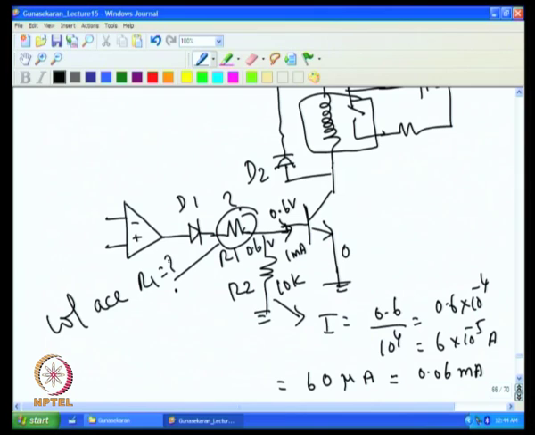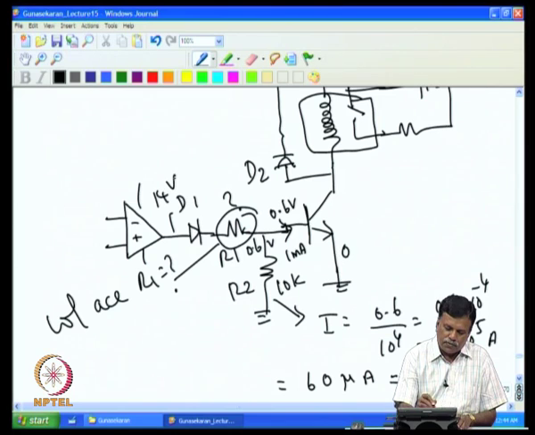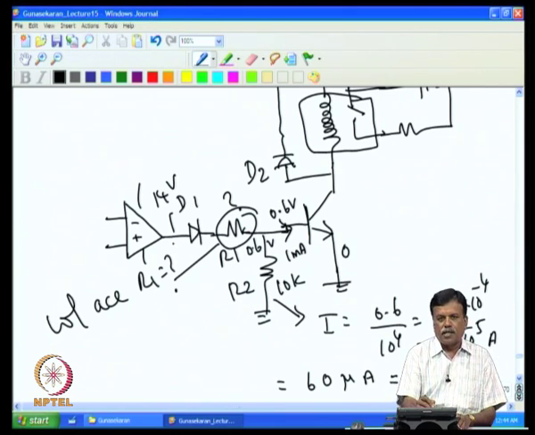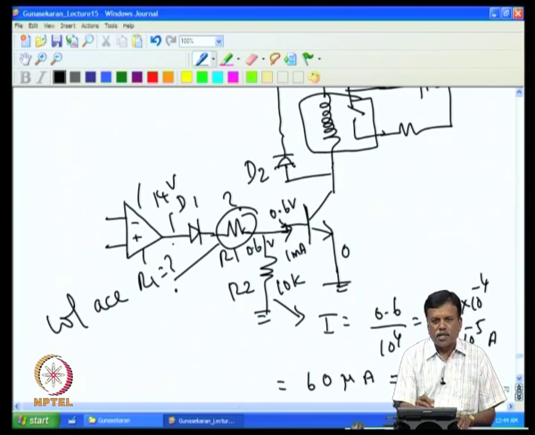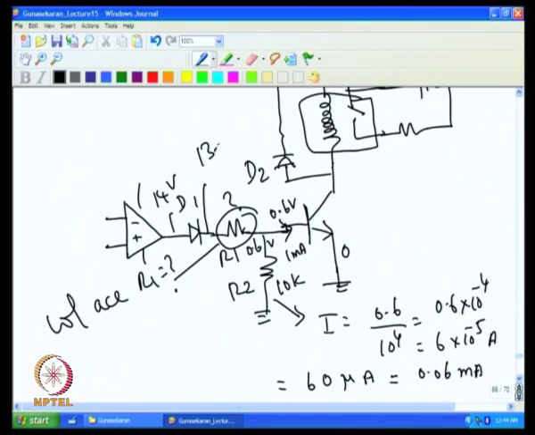If this operational amplifier is operated with plus 15, minus 15, normally we will get up to 14 volt here. When it is fully on, you will not get 15. Normally, two diode drops less. So, you have around 14 volt here and one diode drop is lost here. So, you will have at this point roughly around 13.4 volt and this point is sitting at 0.6.